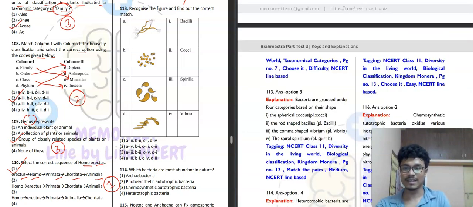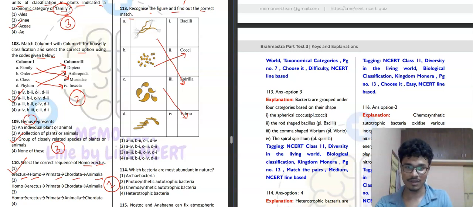Now it is saying to recognize the figure and find out the correct match. First, we can see that this is the spirillum. Now this is a spiral spirillum. Now the next one is this B figure. You can see these are basically a spherical coccus. It will be matched with cocci, spherical coccus. Now the last, C, you can see that these are comma shaped vibrio, Vibrio cholerae. So you can see it will be matched with this.